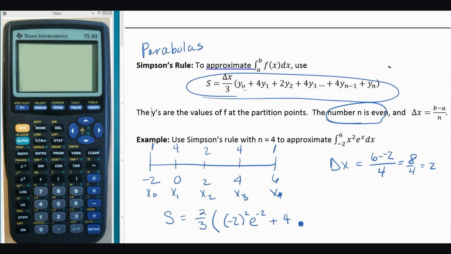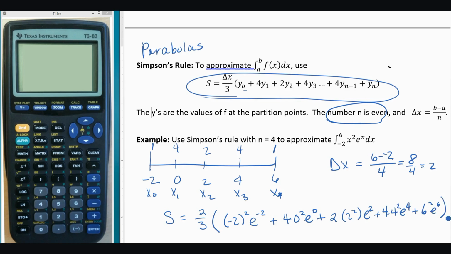So now we'll plug in 0, so we'll have 0 squared e to the 0, plus 2 times plugging in 2, plus 4 times plugging in 4. Oops, it was just a coincidence that those 2 and the 4's were the same. Plus 1 times plugging in the 6.